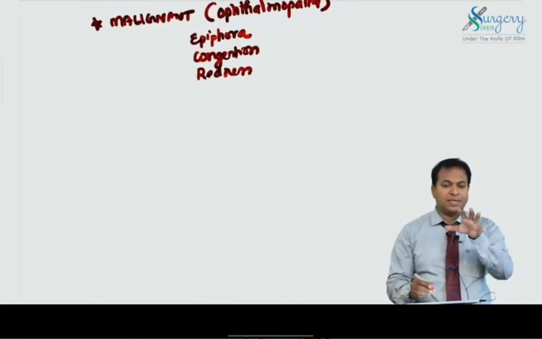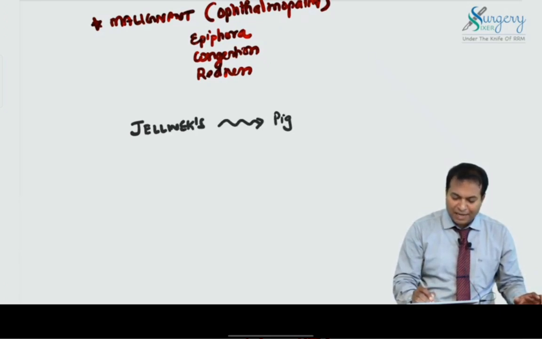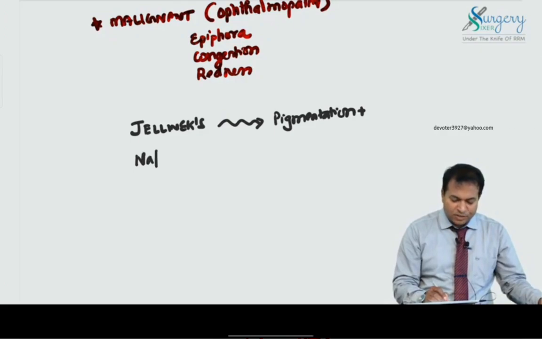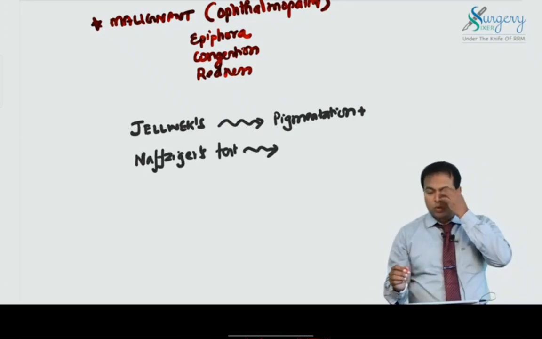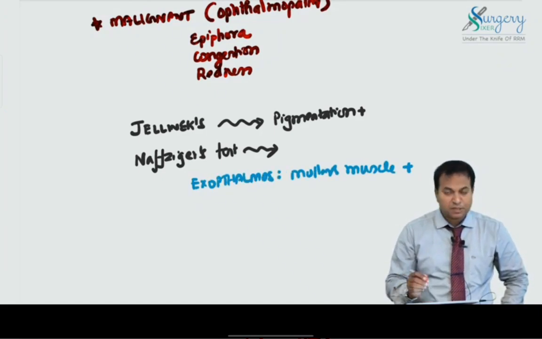Other things I want you to remember here are Jellinek's sign, not much important, just for completion. Jellinek is pigmentation of the upper eyelid. And what is Naffziger's test? It is an interesting test. In an exophthalmos patient, the upper eyelid has Muller's muscle spasm. In exophthalmos patients, Muller's muscle spasm is present.